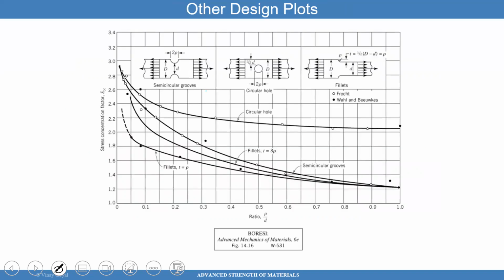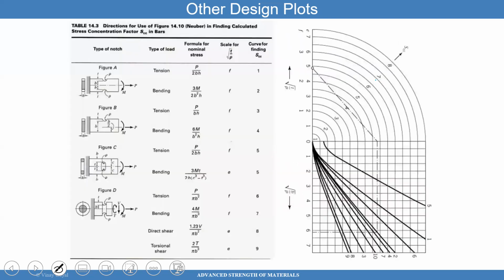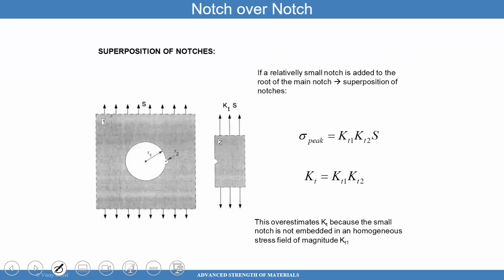More cases, other design plots for other cases shown here. This comes from the book from Boresi, Advanced Mechanics of Materials, figure 14.16. And it showed three cases, case 1, case 2, and case 3. In this plot, you can actually analyze any of these cases using a single plot. More cases here shown from figure 14.10. Here you can see more formulas being used.